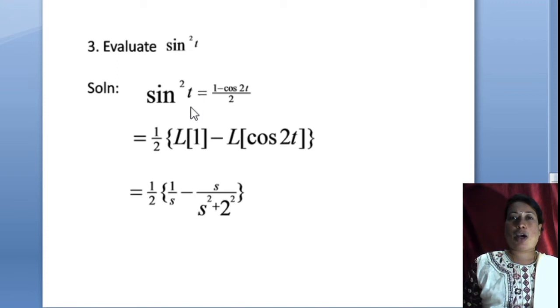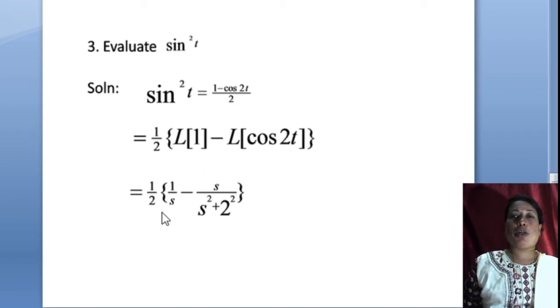We know the standard formula: sin square t is equal to (1 minus cos 2t) by 2. We have to apply the Laplace transformation to each term, because we have to find the value of Laplace of sin square t. Taking 1 by 2 outside, we get Laplace of 1 minus Laplace of cos 2t.